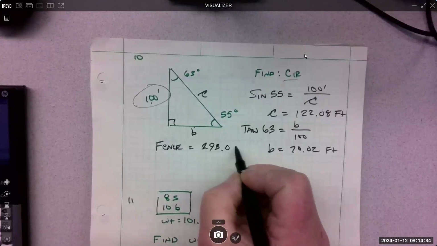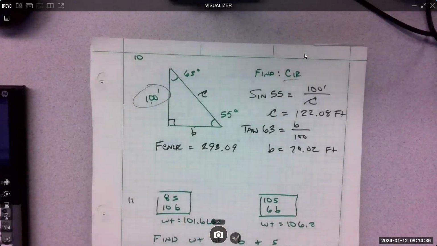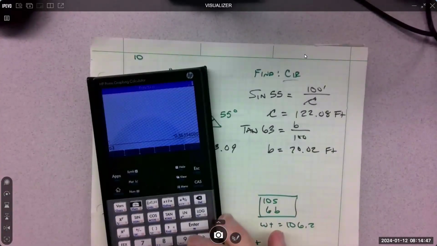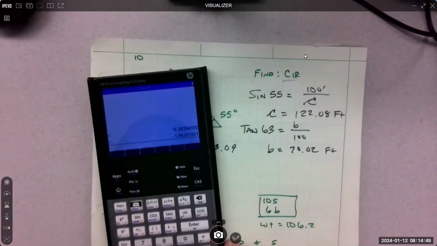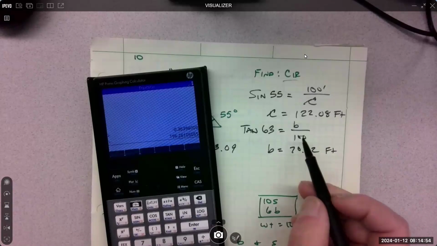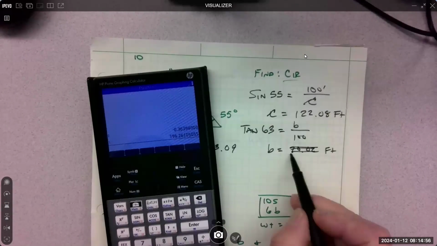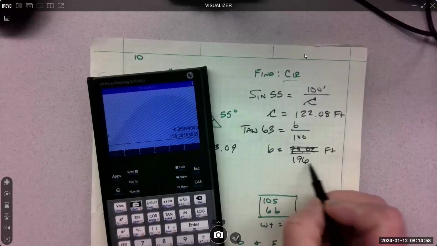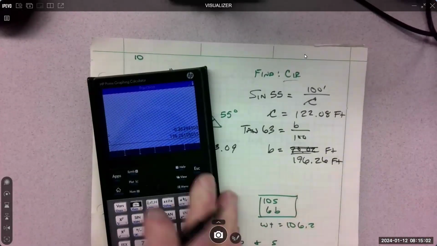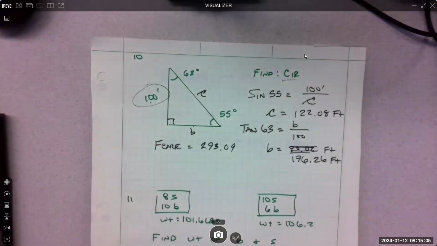293.09. Got a bad number. Uh-oh, just cruising along. You gotta stop me. Let's see what I get. 63 tangent 100 times. Ooh, I don't get 70. I get 196.26 feet. Anyone get that?